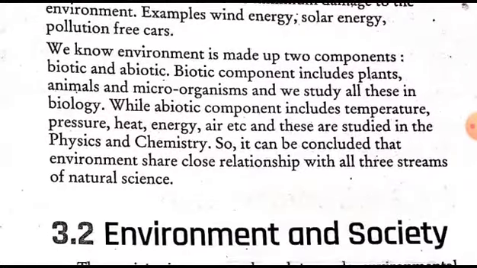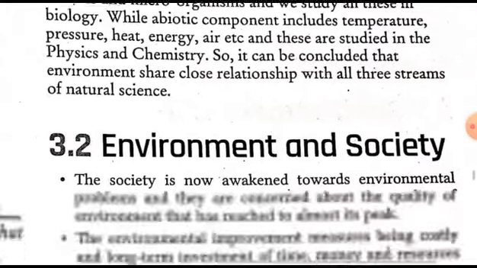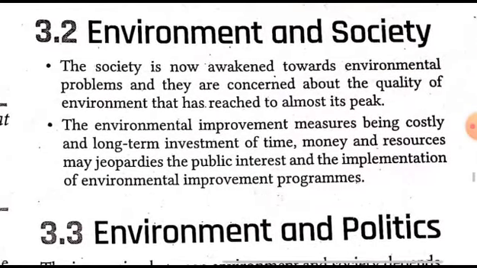We know environment is made up of two components. First is biotic and another is abiotic. The biotic component includes plants, animals, and microorganisms, and we study all these in biology. The abiotic component includes temperature, pressure, heat, energy, air, etc., and these are studied in physics and chemistry. So it can be concluded that environment shares a close relationship with all three streams of natural science.